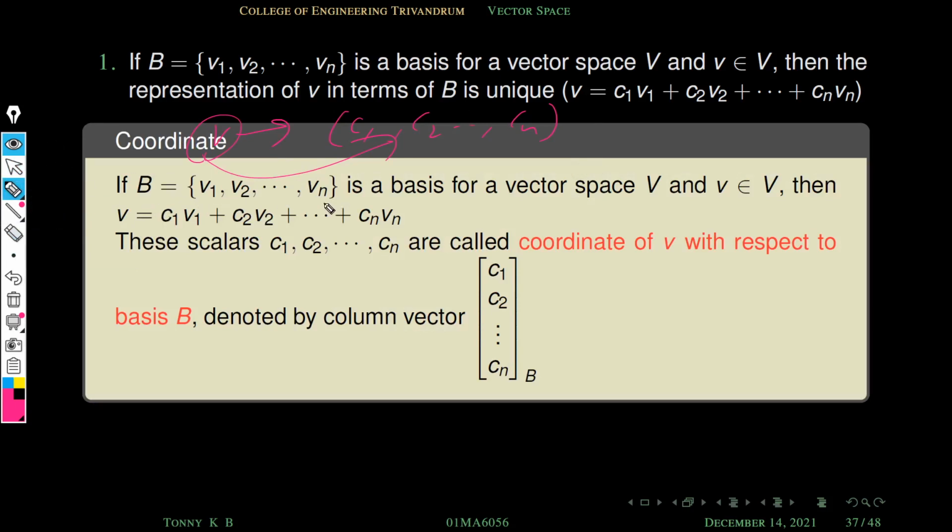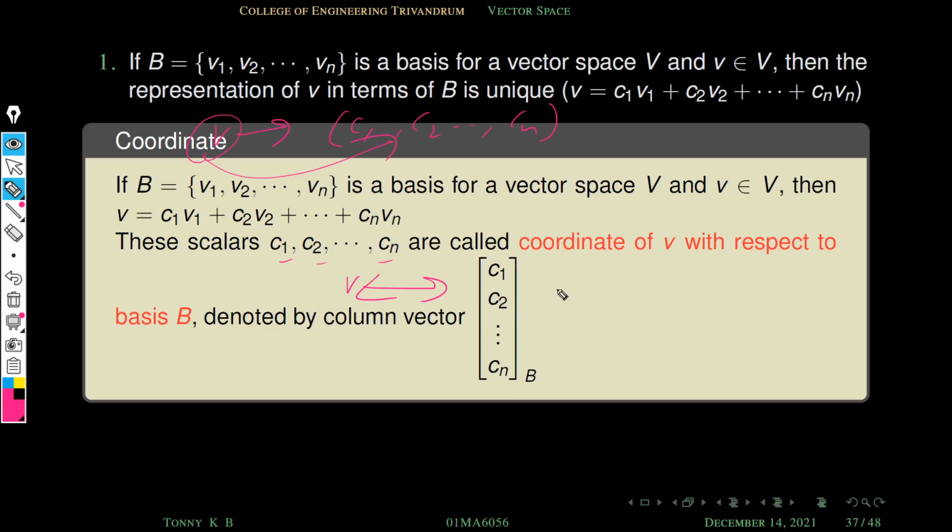If B equal to {v1, v2, etc., vn} is a basis for a vector space V, and v belongs to V, then we know every v has a unique representation like this. Then you just pick those scalars c1, c2, etc. cn. These scalars are called the coordinate of v with respect to B, and normally we denote this coordinate by a column matrix like that: c1, c2, etc. cn. So whatever the vector space, every vector can be converted to numbers like this.